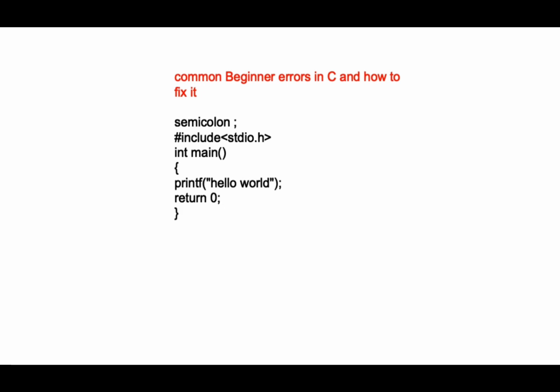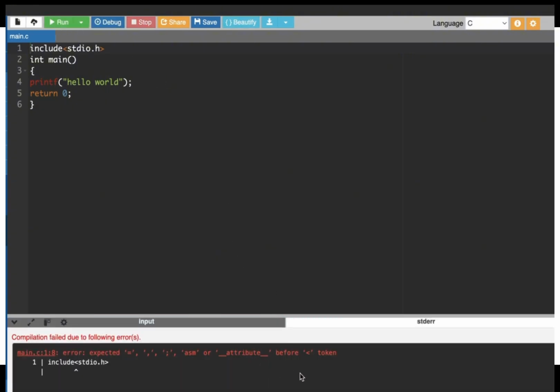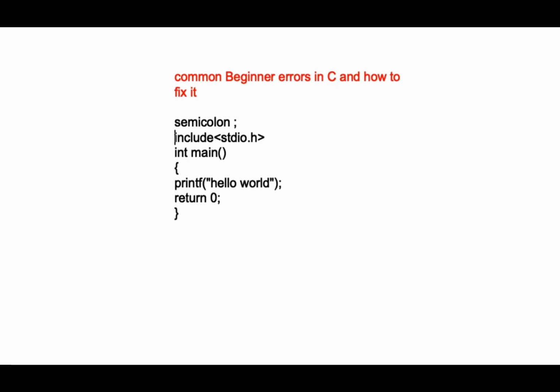And another problem people make here is this. Sometimes they forget this, and they just write include stdio.h. Let's see what happens. So now you guys have seen that it throws an error again, and the reason why it throws that error is because when you don't put the hash, C doesn't know what you're talking about. It doesn't know what this is.